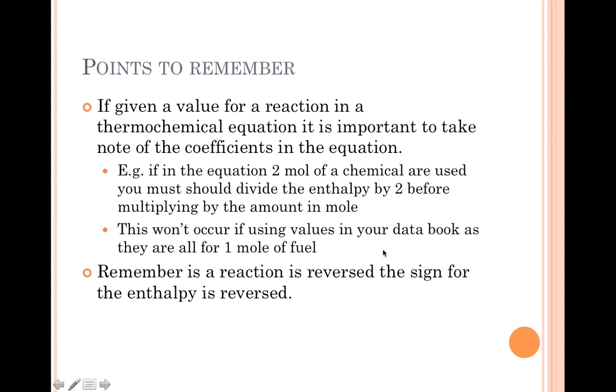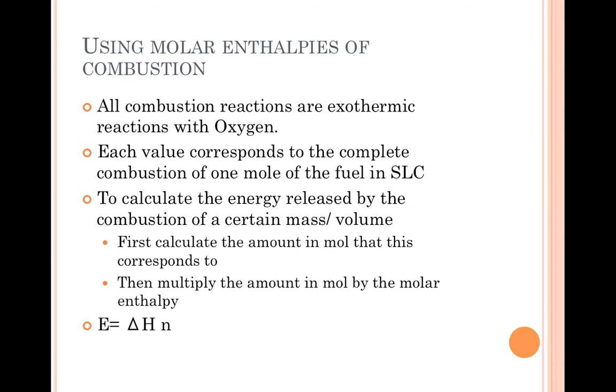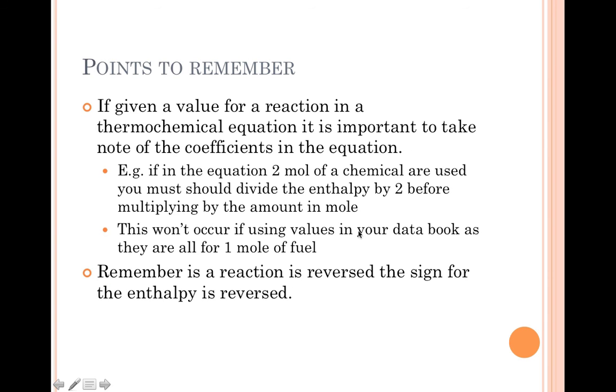So, points to remember. You're given the value in a thermochemical equation, it takes note of the coefficient in the equation. Okay? So if in your equation it says that you are burning 2 moles of butane, then the delta H value at the end of that thermochemical equation will be for 2 moles of butane. Before you use E equals delta H n, you have to divide that delta H value by the coefficient in your equation.